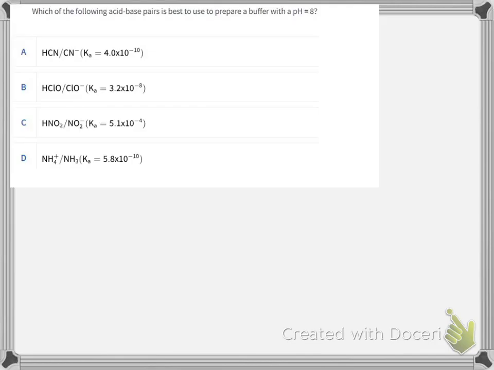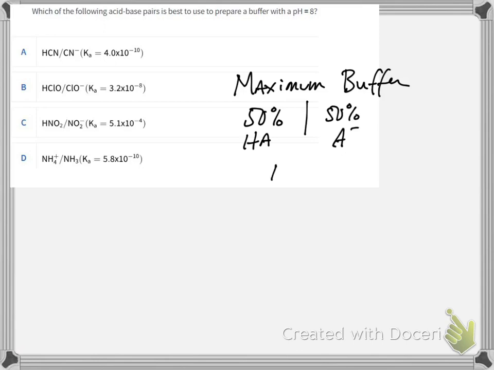Right, so the next couple slides are dealing with buffers. We want to know what is the best system to find a buffer that has the maximum capacity at pH equals 8. Maximum buffer means we have 50% of a weak acid and 50% of a weak base. They have to be in equal concentrations to have the maximum effect, meaning they will accept both strong acids and strong bases. That's what we call maximum buffer.